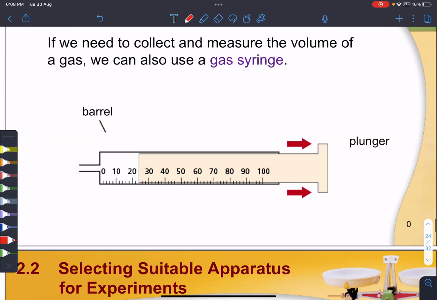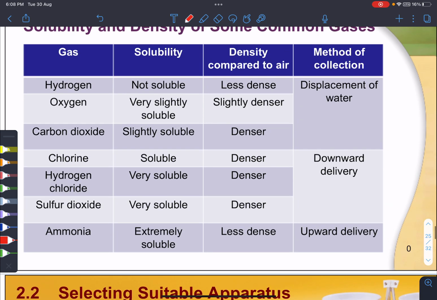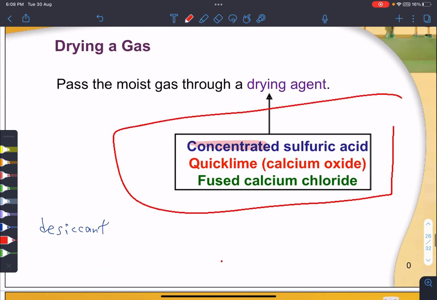Gas range. Then you don't panic. Do you need to memorize this table? Don't need. You more or less already could figure out most of them already. Okay, drying gases. You pass through one of these 3 drying agents.